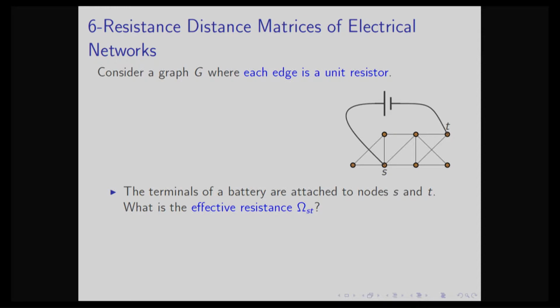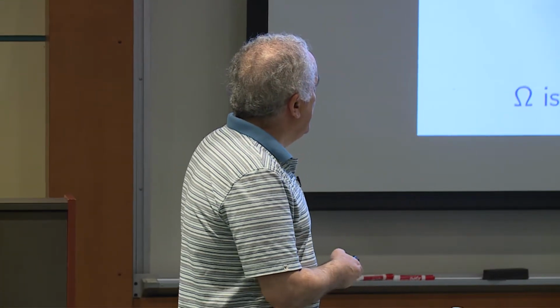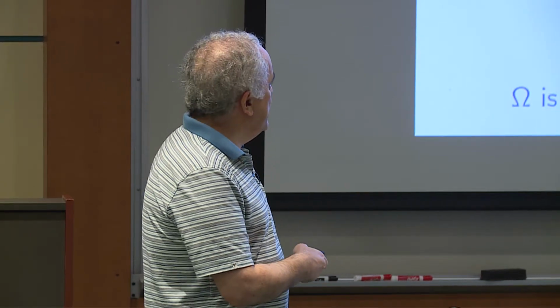Now, obviously, from physics 101, if 2 resistors are in series, you add them, right? So if the graph is a series-parallel graph, you can keep doing it, and then you get the effective resistance. But if it is not, then it's not easy to do that. So it turns out that the matrix of all effective resistances is given by this formula.